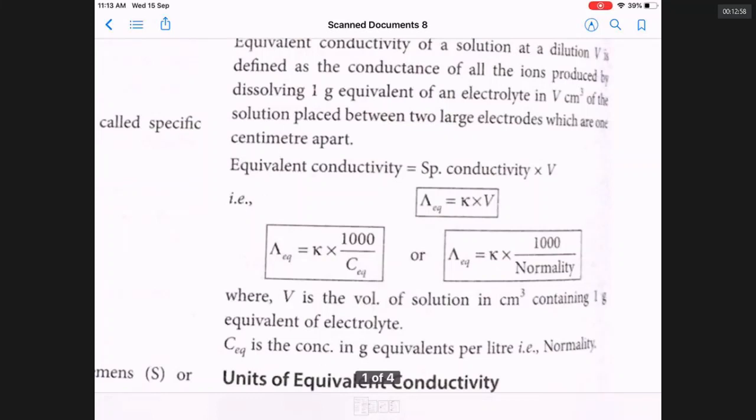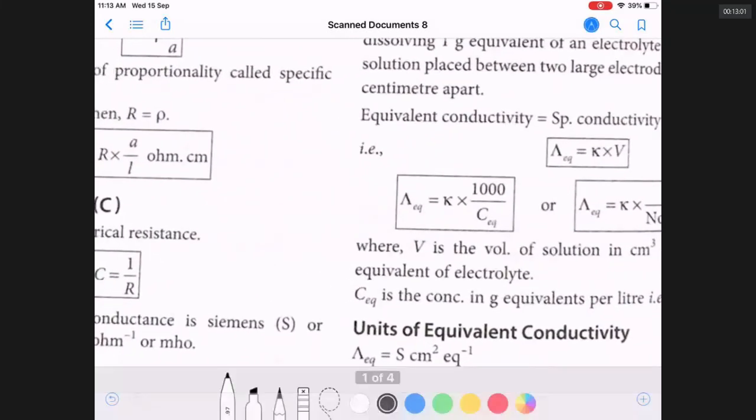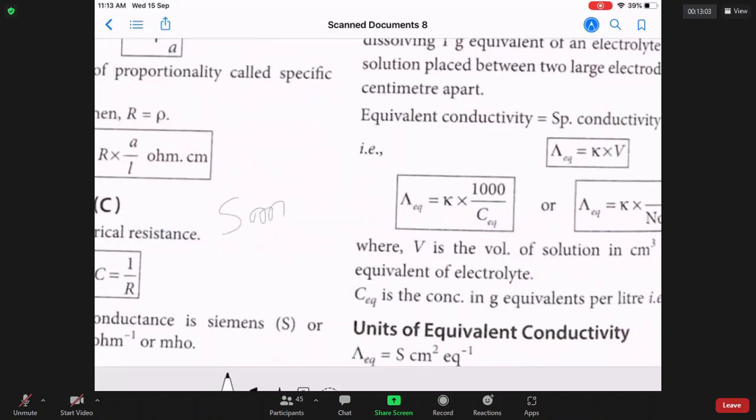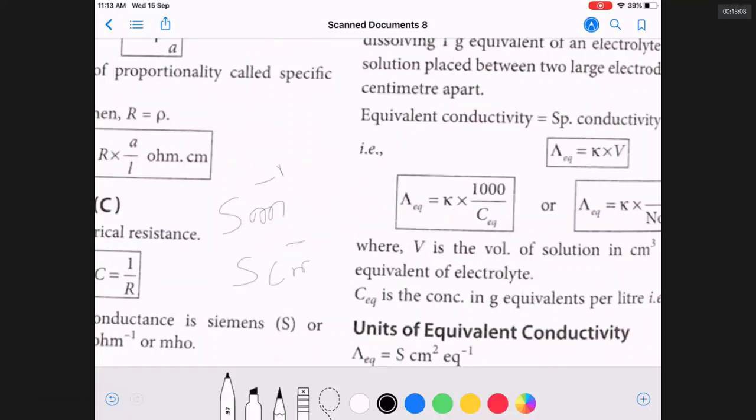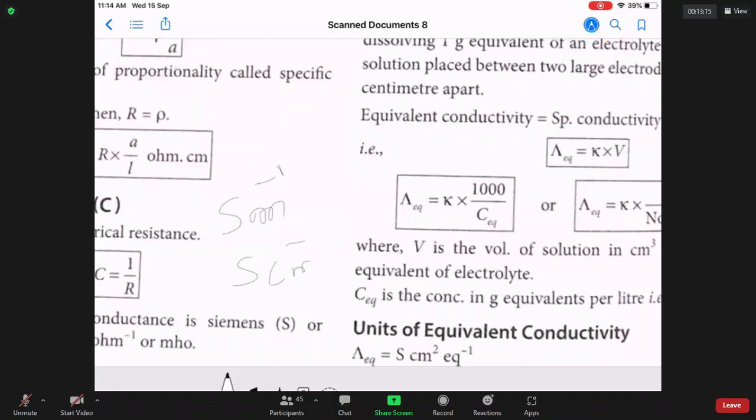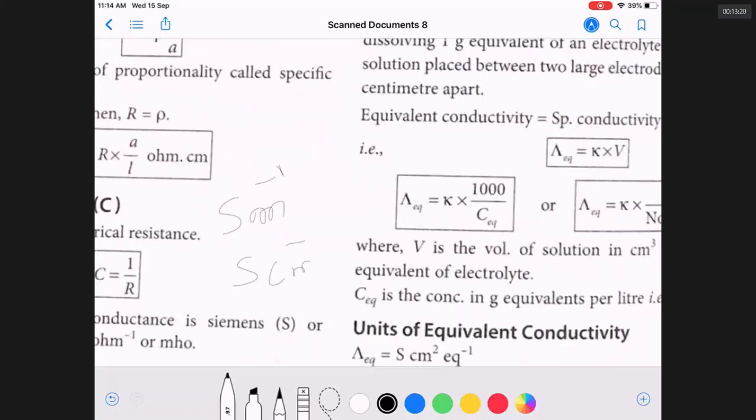Do you know how to change, sir? The K unit can be Siemens per meter, or it can be Siemens per centimeter. What is the difference between these two? If it is Siemens per meter, the length of your conducting wire is 1 meter and its cross-section area is 1 meter square. If it is Siemens per centimeter, the length of your conducting wire is 1 centimeter and its cross-section area is 1 centimeter square. Both are slightly different. How to convert them?